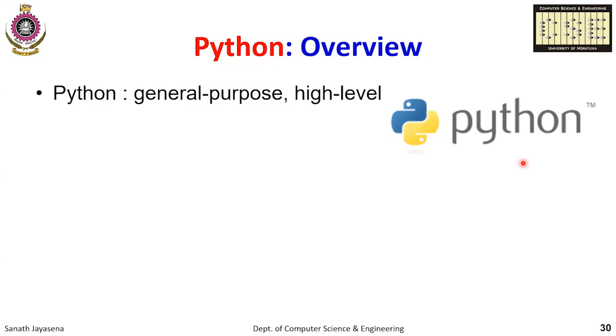So Python is a general purpose high level language. When you say general purpose, it means there are certain languages which have been specially designed or developed or invented for some specialized kind of work. Python has been aimed to be general purpose and fairly high level.